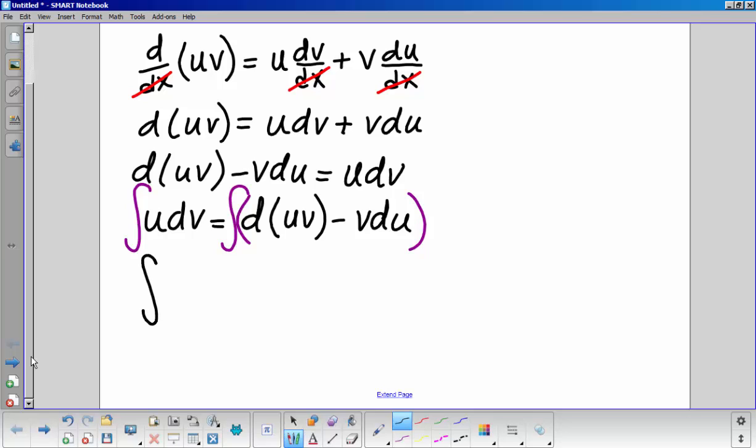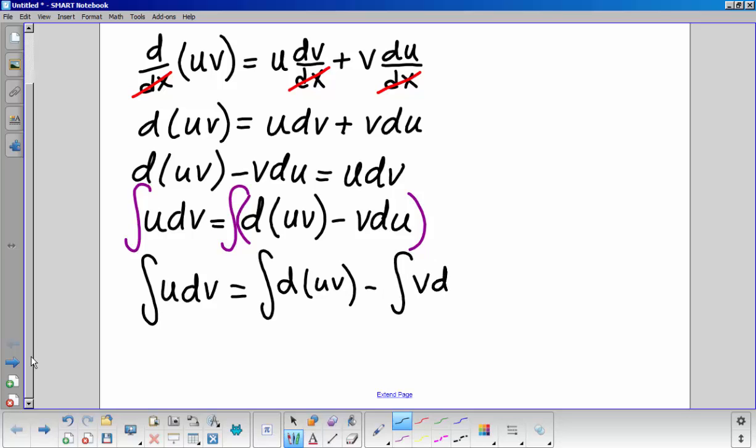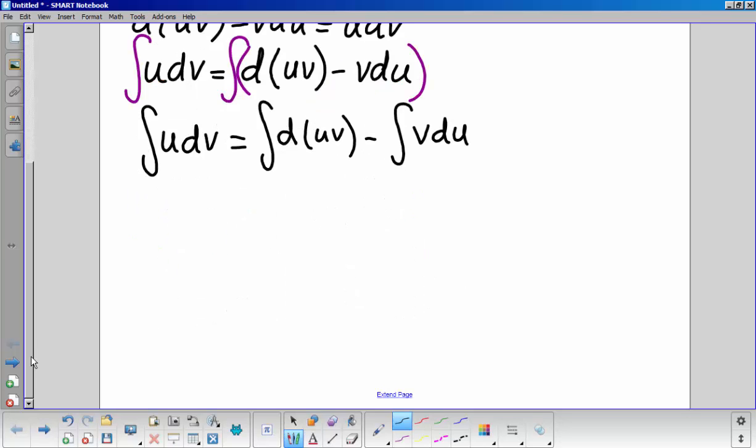I'm going to take the antiderivative of both sides. So here we go. u dv on this side equals, and now I'm going to distribute, quote unquote, the integral symbol. So this will be the integral of the derivative of uv minus the integral of v du, because integration has that property where you can separate it.